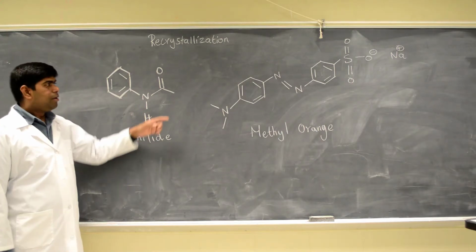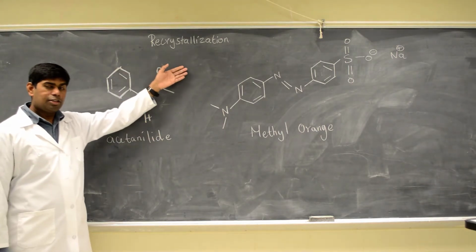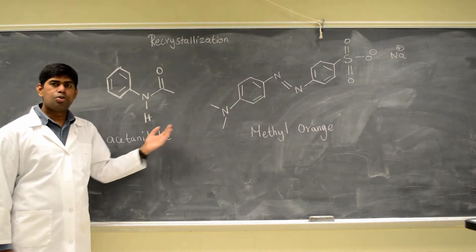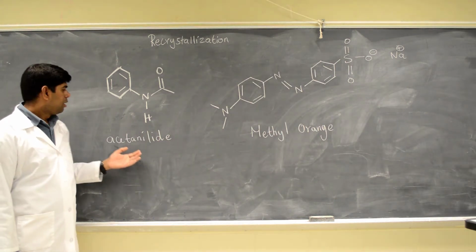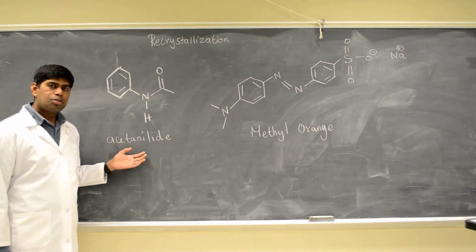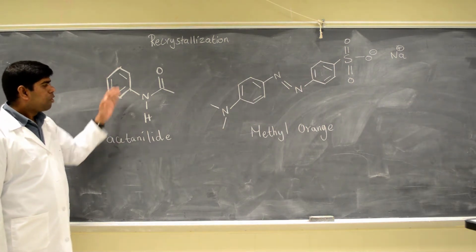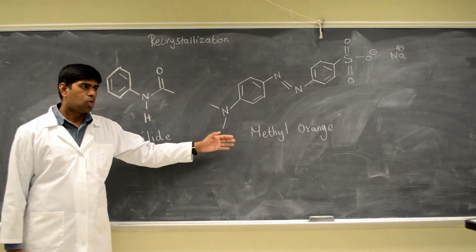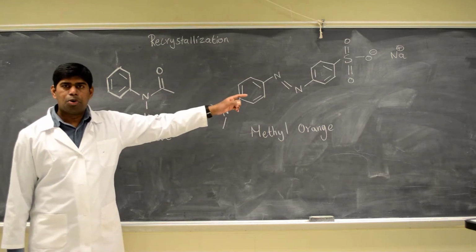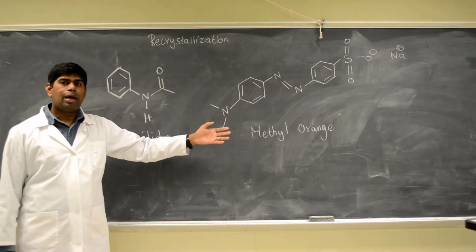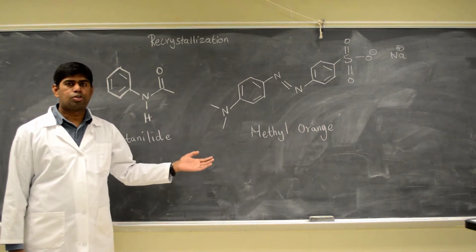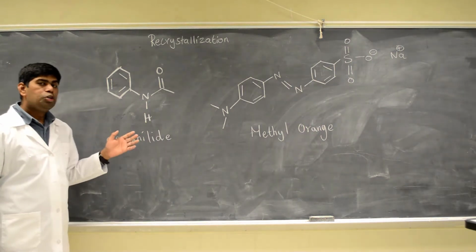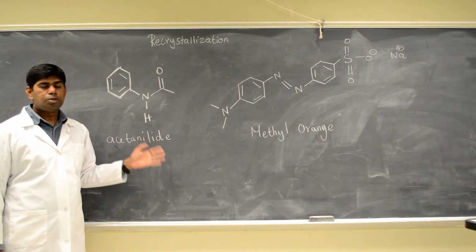In today's lab, we're going to use recrystallization to separate the two solids from a mixture. Acetanilide is a white solid, a less polar, neutral compound. Methyl orange is an orange solid with an ionic bond, which is more polar and more soluble in a polar solvent. We're going to use water as our solvent in today's experiment.